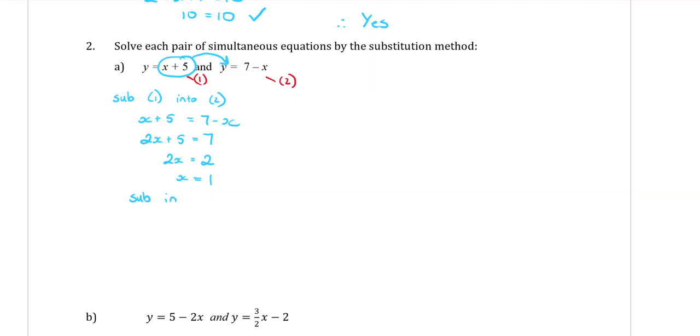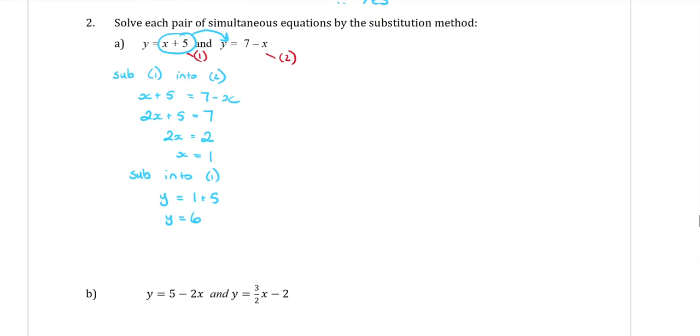So I'm going to choose to sub into equation 1. And I would get y equals x, which is 1, plus 5. That means that y is equal to 6. Now remember that this represents a point of intersection. So what I've actually found is a point where x is 1 and y is 6, where those two graphs would intersect.